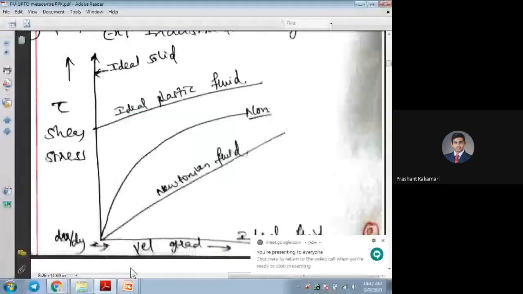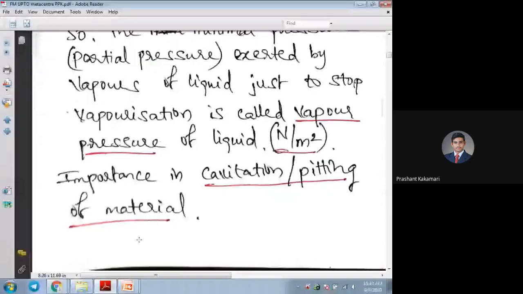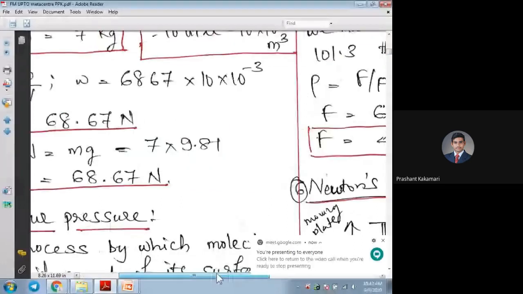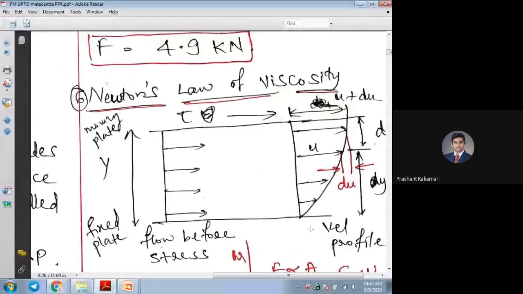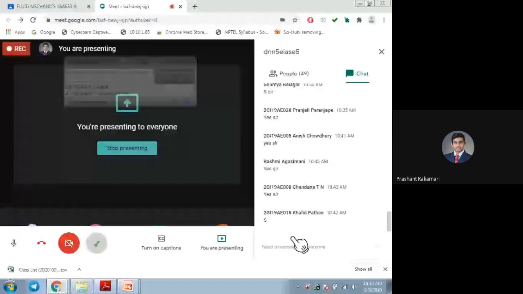Now we'll go back to dynamic viscosity once again. So shall I explain this once again? The change in distance, velocity gradient and shear stress, how is it going to behave with Newton's law? Is it required or? Okay.